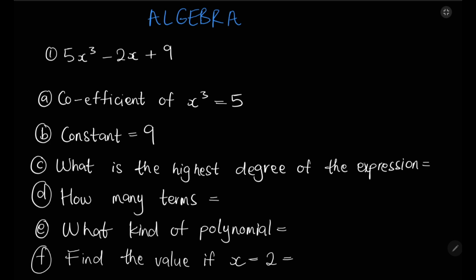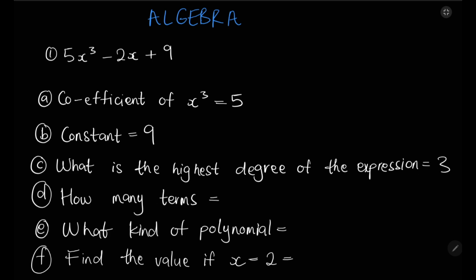What is the highest degree of the expression? Remember, for the highest degree, you basically want to find the highest exponent of a certain variable. Okay? We have 5x to the power 3. We also have minus 2x. Between x to the power 3 and x, which one has the highest exponent? It's x to the power 3. So your answer here is 3.